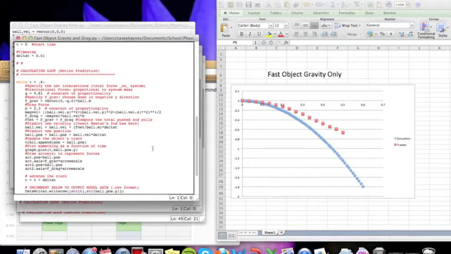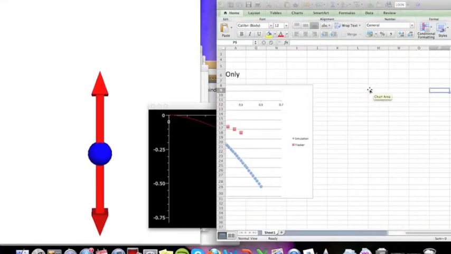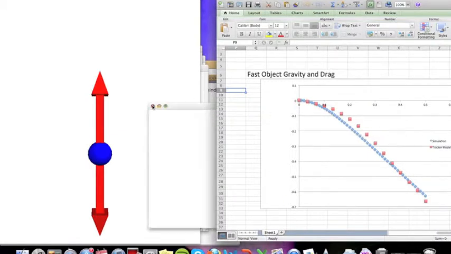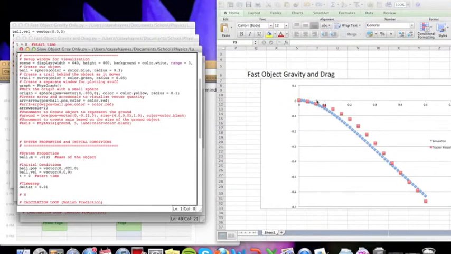So if we include the force of drag, which is right here, and we run that module, you can see that the data lines up a lot more. So we have the Tracker observations fitting more with the simulation. And now we'll do the same thing with the slow object.